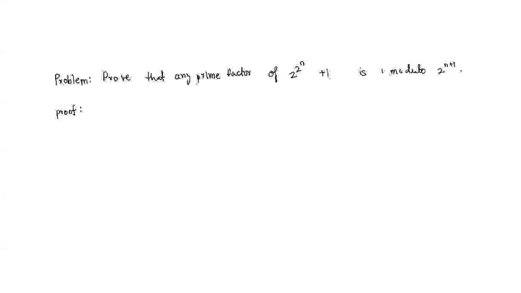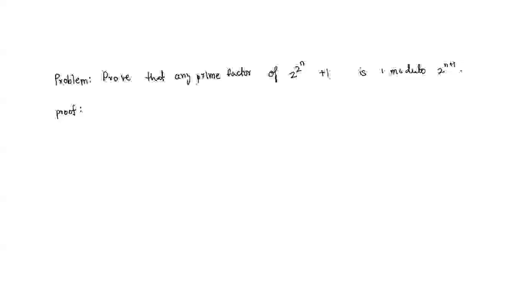Anyone else who also had an idea? Yes, I have an idea. I did the same thing and got that the order should divide 2 to the power n plus 1, but shouldn't divide 2 to the power n. So the order is 2 to the power n plus 1. And now just use Fermat's little theorem to get the result.